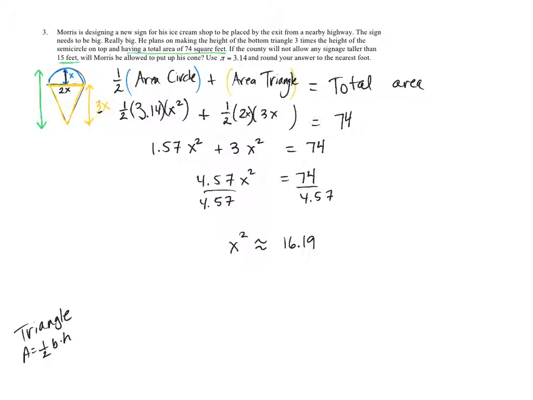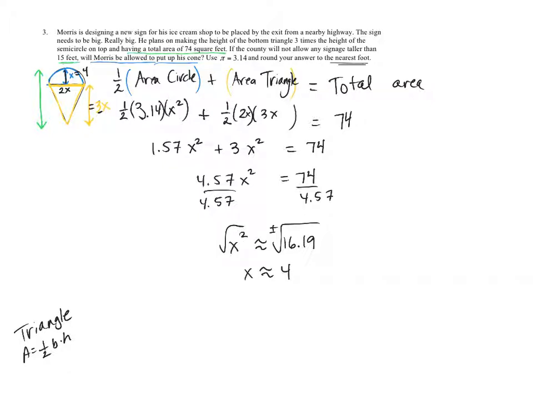16.19, and then trying to solve there, I would take the square root, remembering always to take positive and negative square root, and since the square root of 16 is 4, the square root of 16.19 would be a little bit bigger than 4, but they said I can round to the nearest foot. Okay, so I solved for x. Now, I'm not done, because that isn't actually what I was being asked to find. I was being asked to find if Morris will be allowed to put up his cone. So all I found was just x. That's 4.